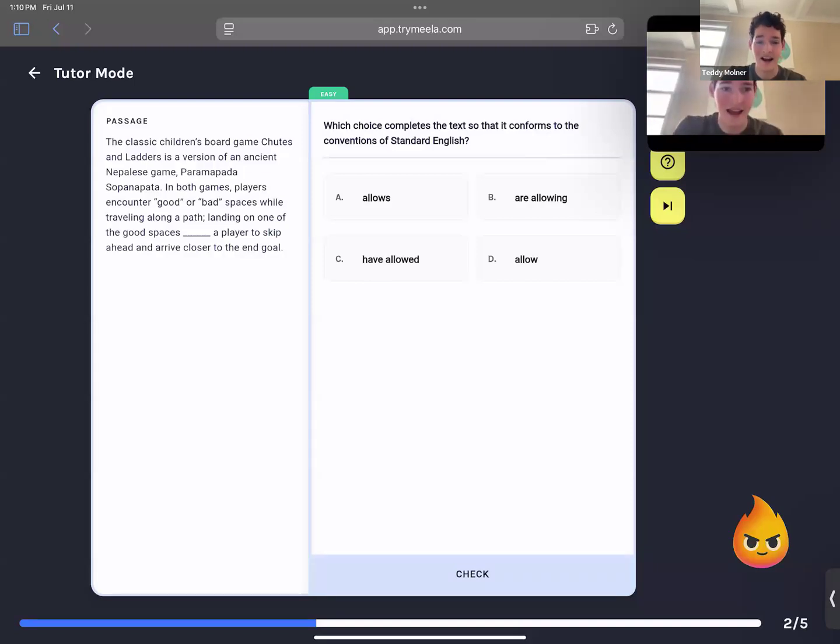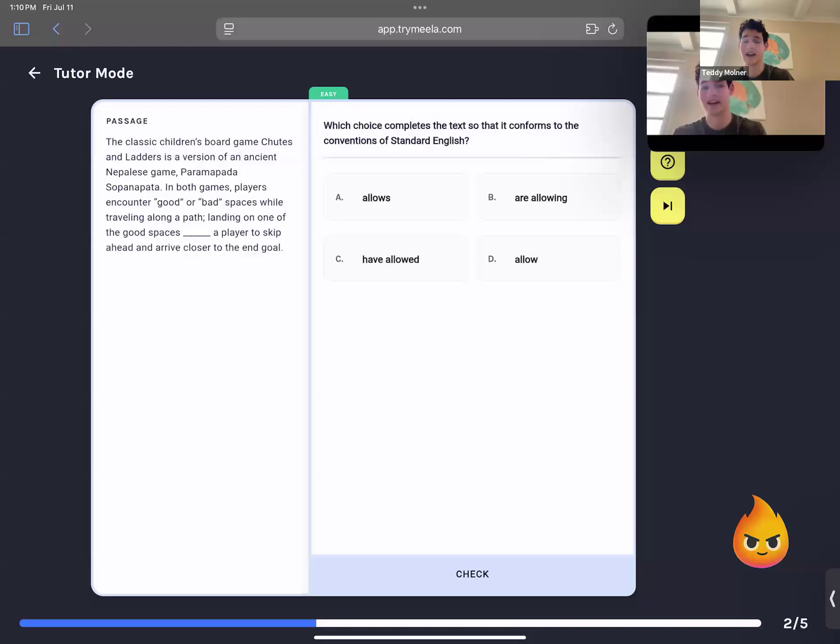Jessica said path. It's not path because path is actually in a separate clause, right? This semicolon is going to split the sentence in two. Landing on one of the good spaces is actually the subject of this sentence. You could also just consider it landing. We could say landing is the subject. We could also say landing on one of the good spaces. The key idea here is that this is a singular subject, right? Landing. We're not talking about landings.